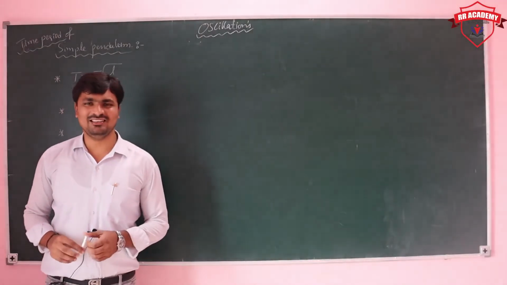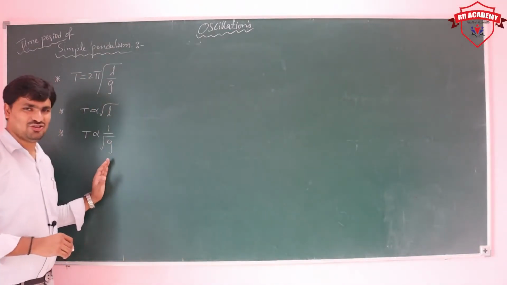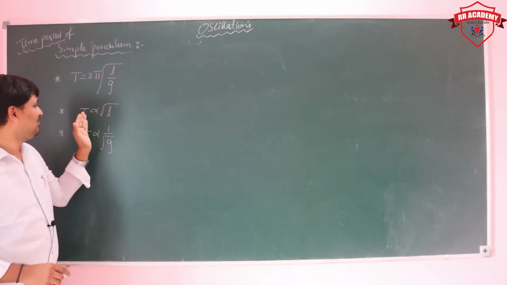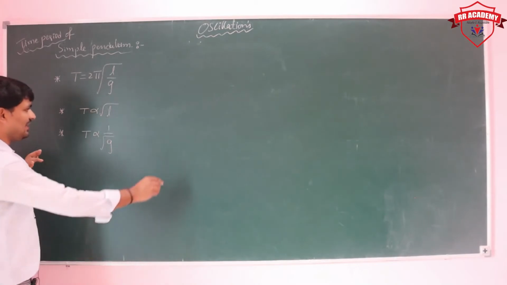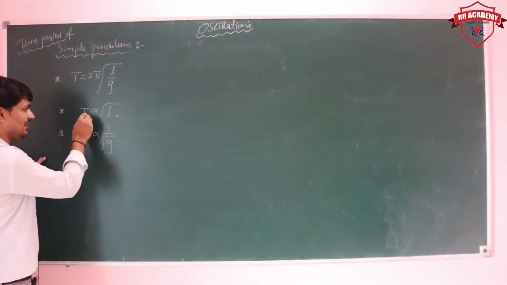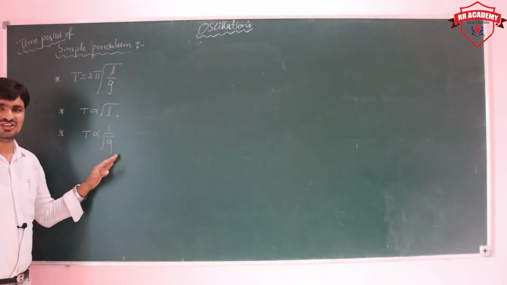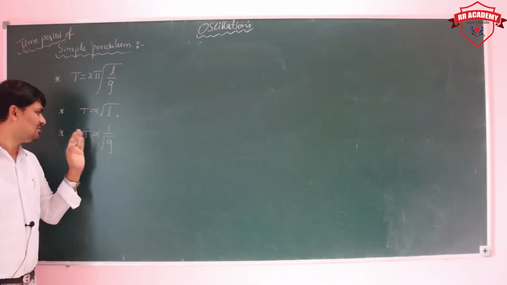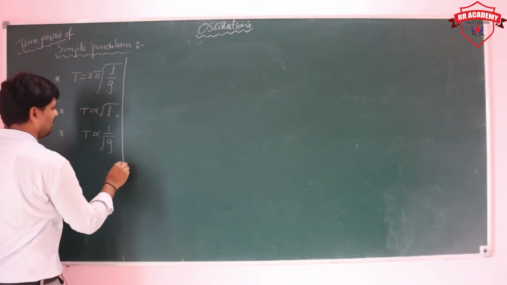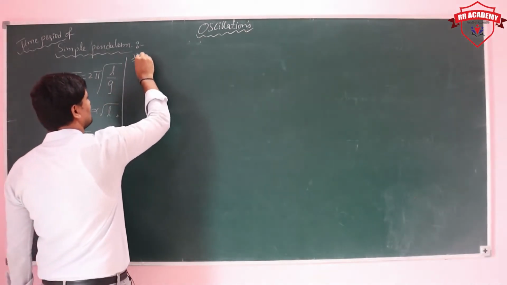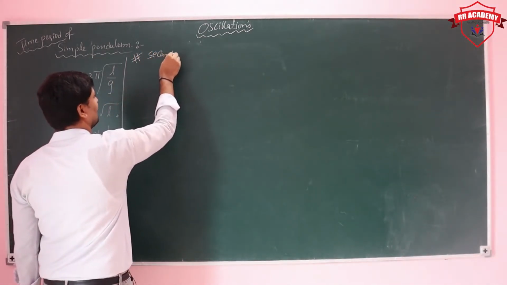The time period also depends upon acceleration due to gravity. It also depends upon the length of the pendulum. So if the length changes, then the time period changes. If acceleration due to gravity changes, then the time period also changes. And here we are considering one pendulum that is called the seconds pendulum.